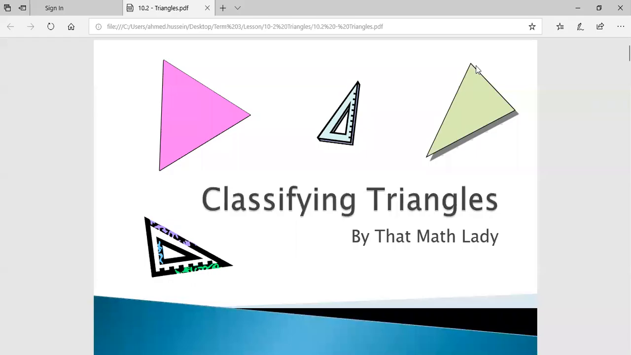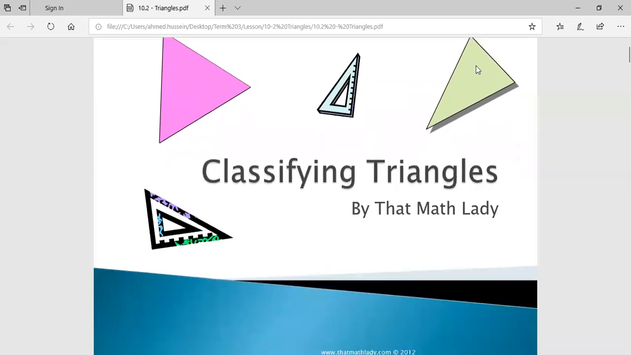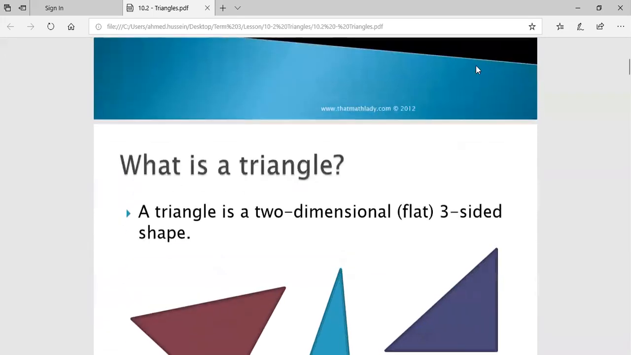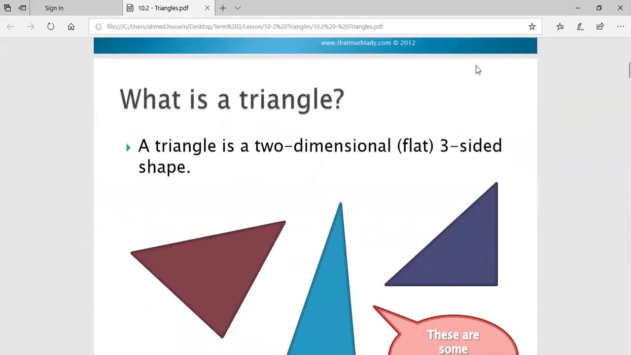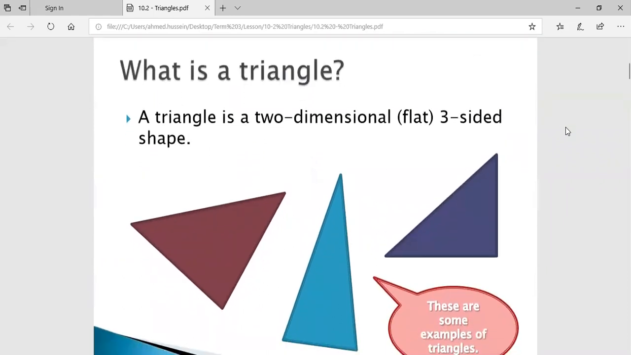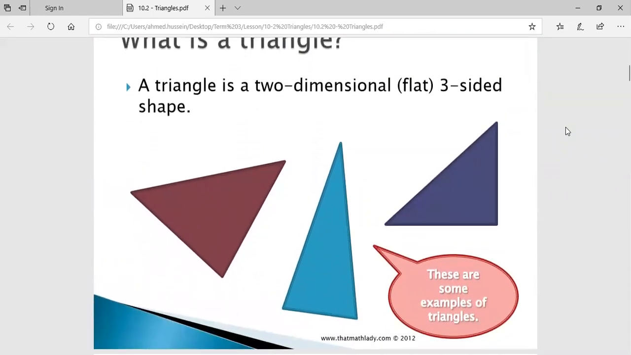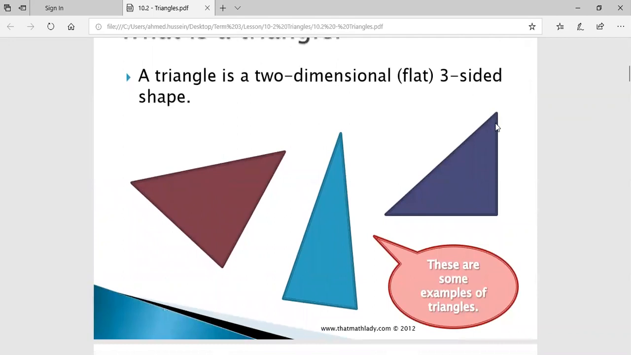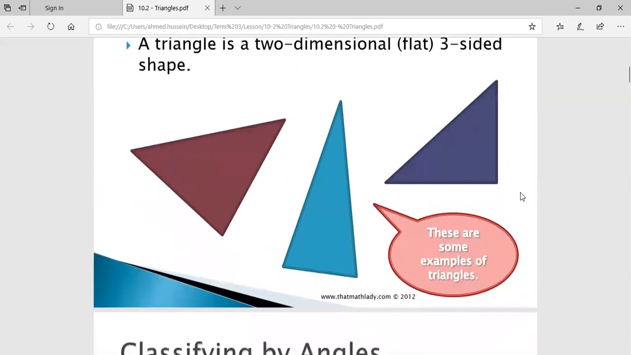Hello. How do we classify triangles according to the sides and to the angle measurements? Now we're going to learn about this. Let's know first what is a triangle. A triangle is a two-dimensional, three-sided shape. So you just connect three line segments somehow to generate a triangle on a piece of paper.